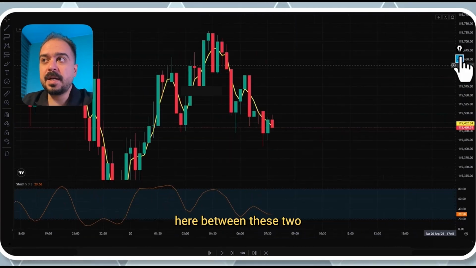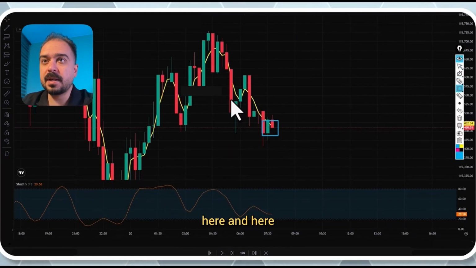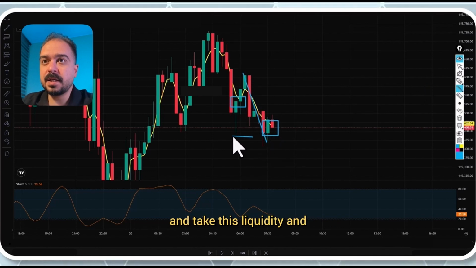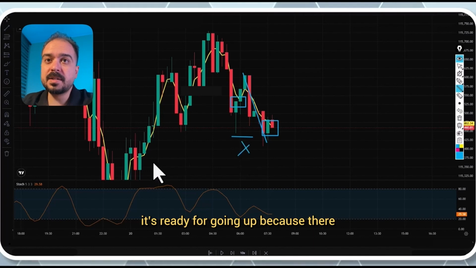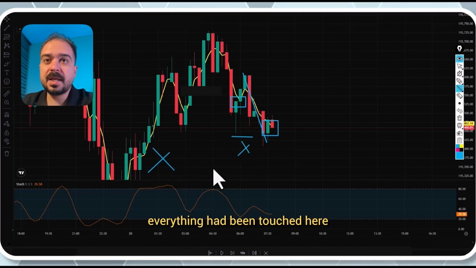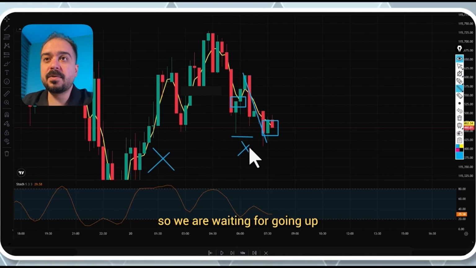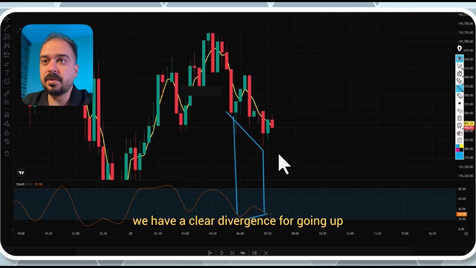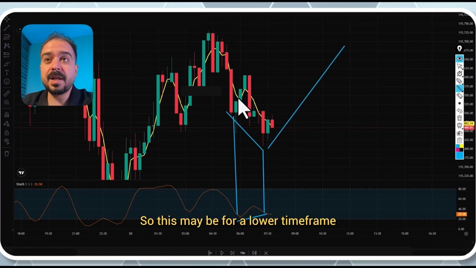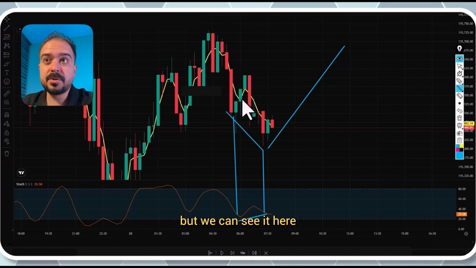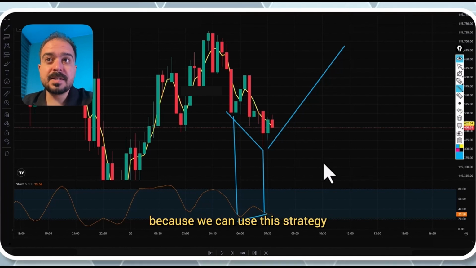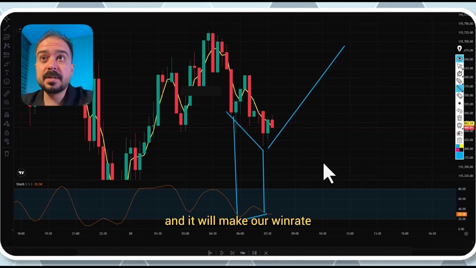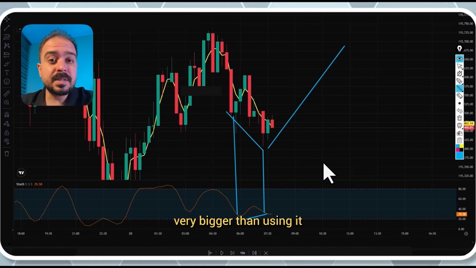Let's see another example. Here between these two, here and here, as you can see, market comes down and takes this liquidity and it's ready for going up because there is nothing here that we can touch. Everything had been touched here. So we are waiting for going up. And between these two lows, we have a clear divergence for going up. So this may be for a lower time frame, but we can see it here. I'm showing this because we can use this strategy in multi-time frame and it will make our win rate very much bigger than using it in one time frame.